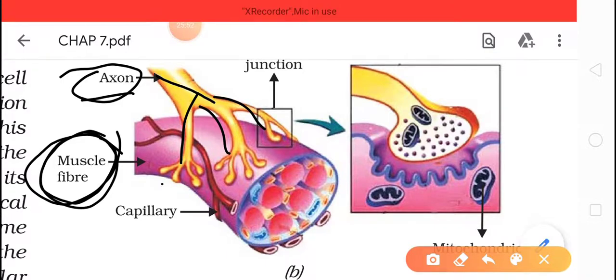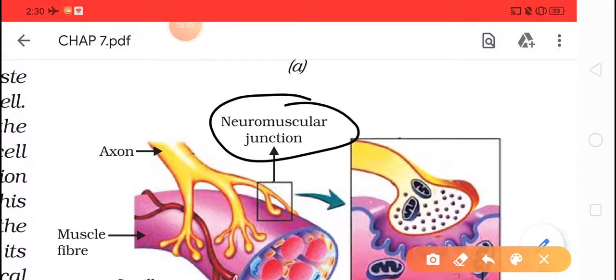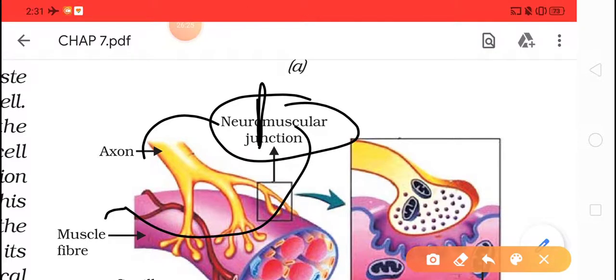This is your terminal. So a junction is present, and that junction is called the neuromuscular junction. Junction is a connection, a connection between two things. Which two things? Neuro, that is the nervous system, and muscular means muscle. So we have a connection between two things: the nervous connection coming from the axon and the muscular connection from our hand.